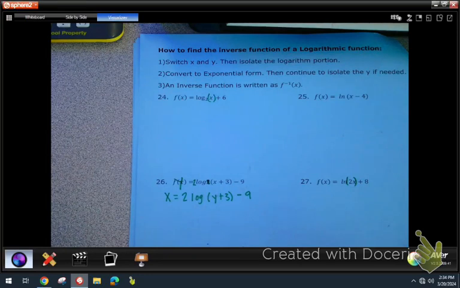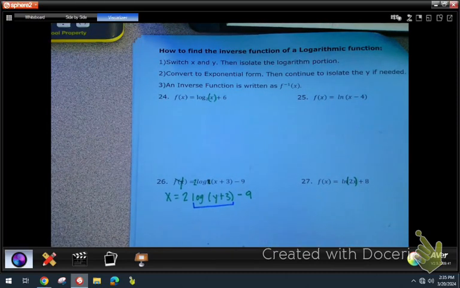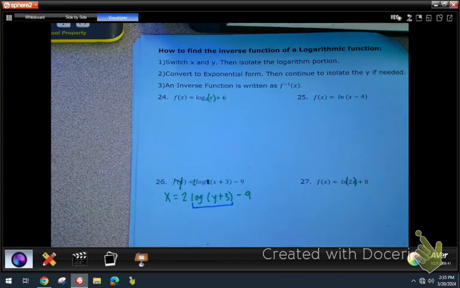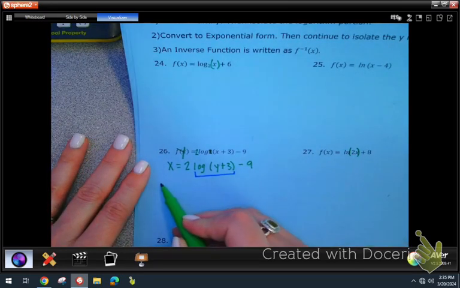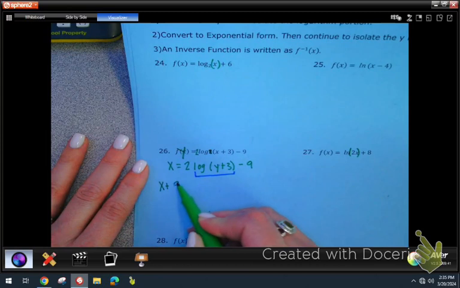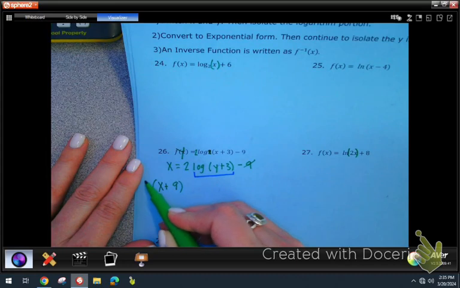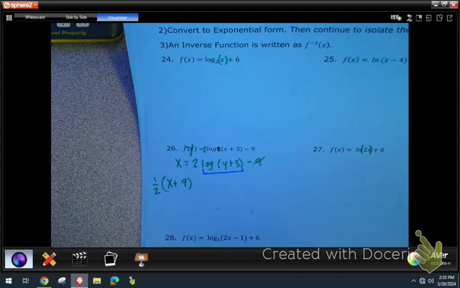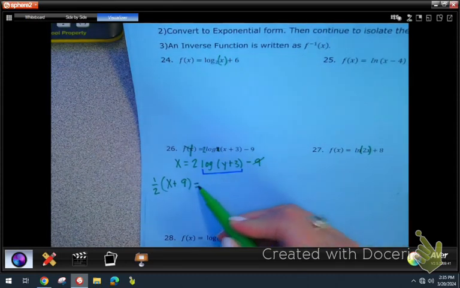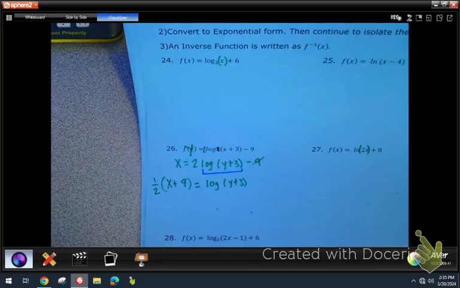Okay? So step 1, switch x and y. We did that. Step number 2, isolate the log portion, which is just this guy, log of y plus 3. So what has to go on number 26? The 9 has to move over by adding, and then the 2 has to divide by 2 or multiply by 1/2, okay? And could you distribute in? Yes. Do you need to? No, okay? And so this is going to equal log of y plus 3. All right, we got the log by itself.